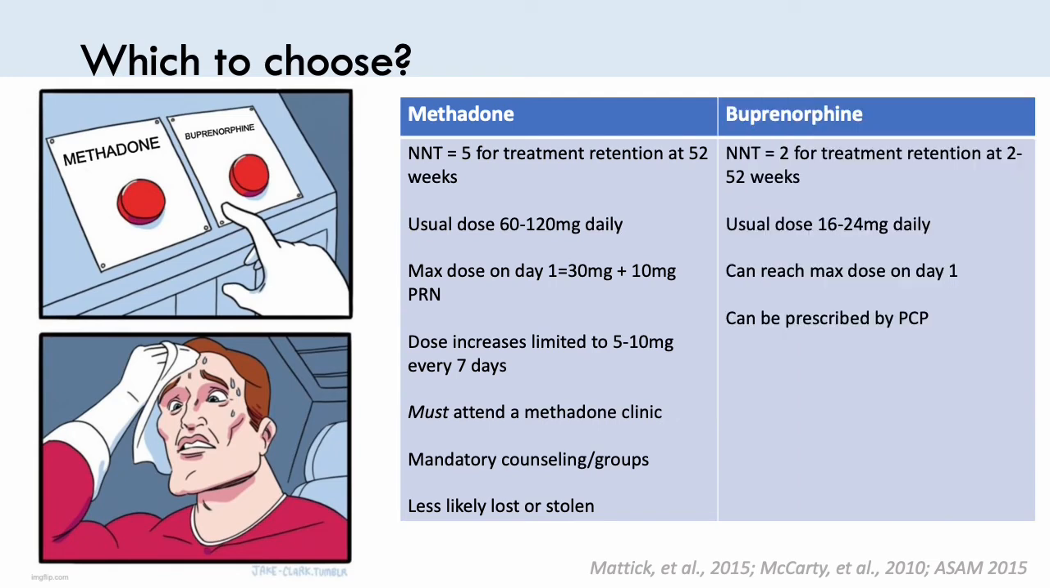For buprenorphine, the usual dose is somewhere in the range of 16 to 24 milligrams daily, and you can get there on day 1 if needed, usually more like day 3 for a traditional initiation plan. Unlike methadone, patients can get buprenorphine from their primary care provider or by telehealth, and usually start out with a week or more supply at a time.